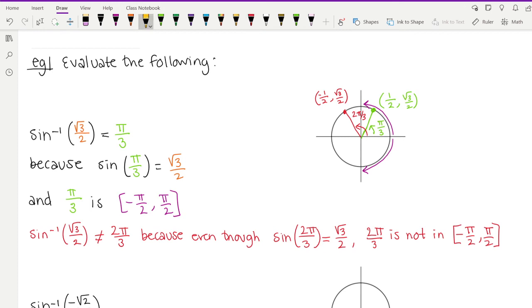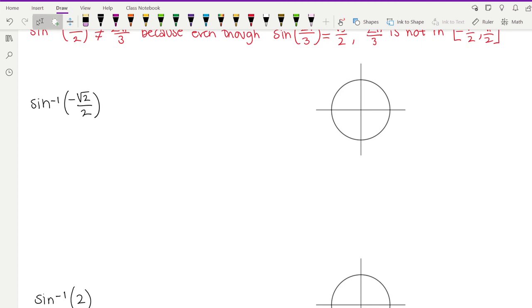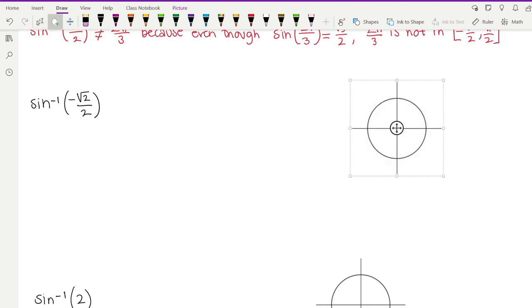If we didn't have that restriction, how would you know what inverse sine of square root of 3 over 2 would be? There would just be too many different answers that it could be, and we want there to only be one answer. Okay, so let's do 2 more examples, and that will be it for this video.